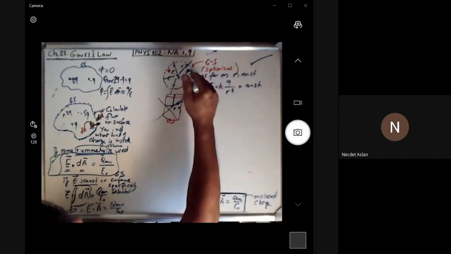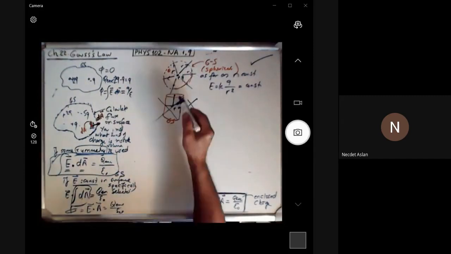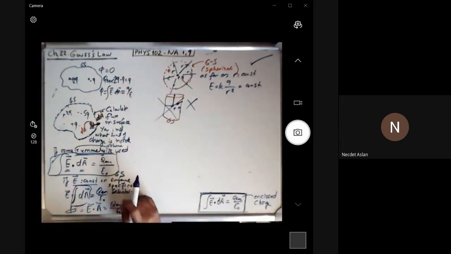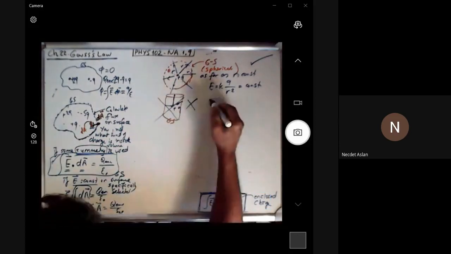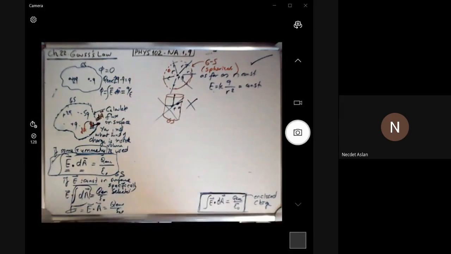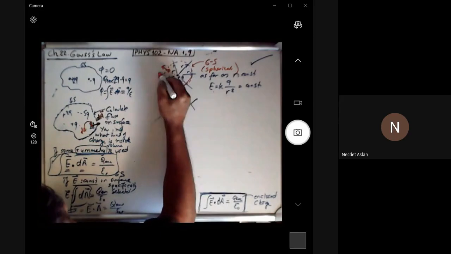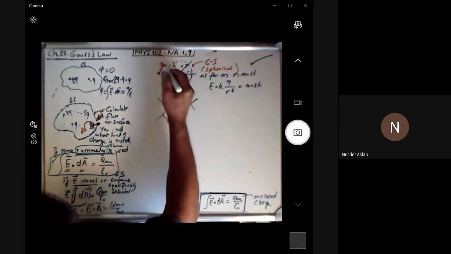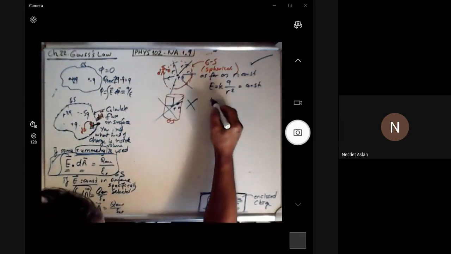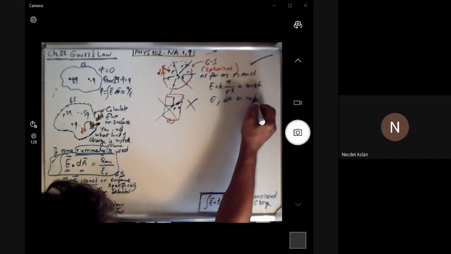Although this surface physically does not exist, we chose it such that the electric field on the surface is constant. Then look at what's going to happen. Not only is the electric field constant, but also the area vector dA is always perpendicular and in the radial direction. So the electric field and the area are in the radial direction.